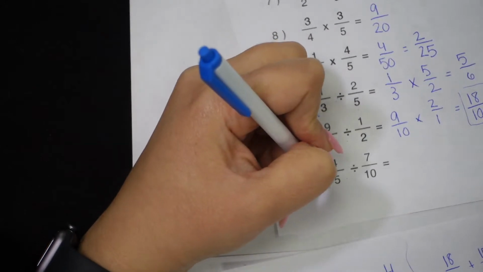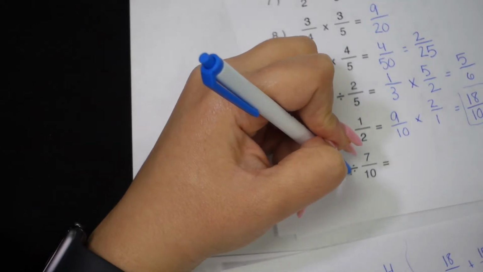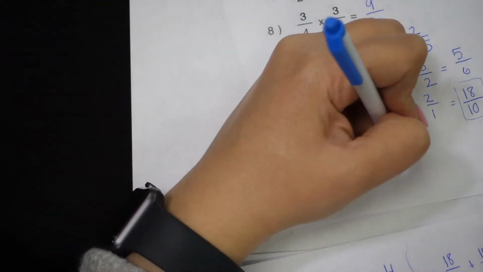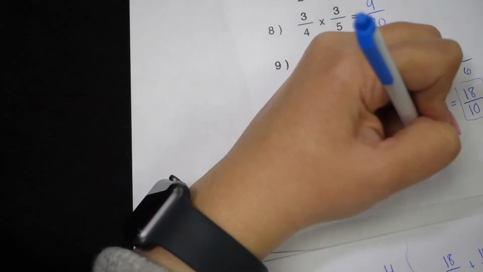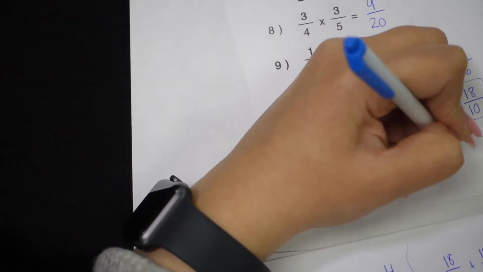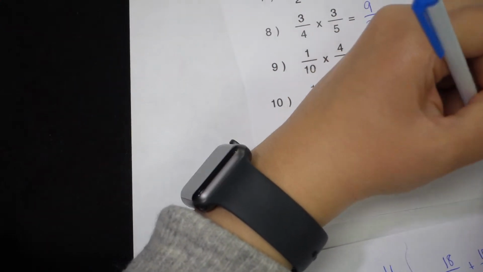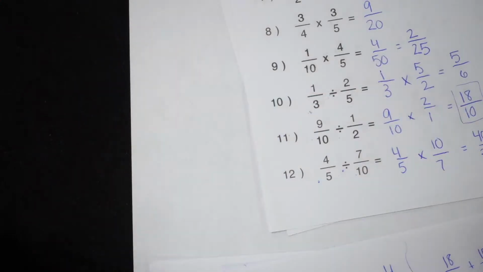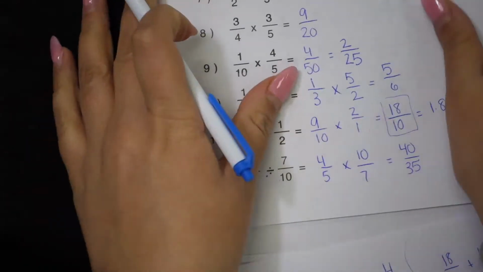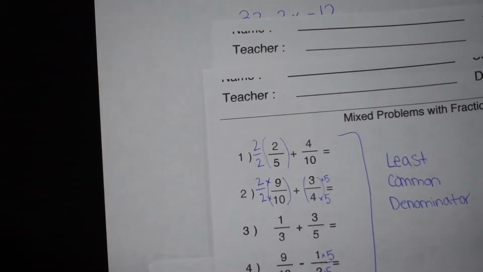So change this value and then flip this value. So 4/5 times 10/7 is equal to 40/35. And then you can further simplify it. So that's the end of today's lesson.